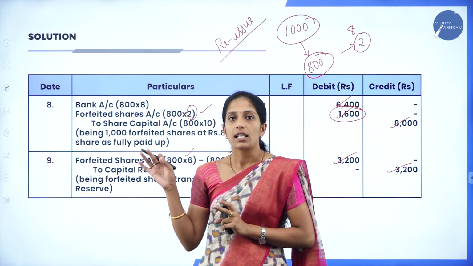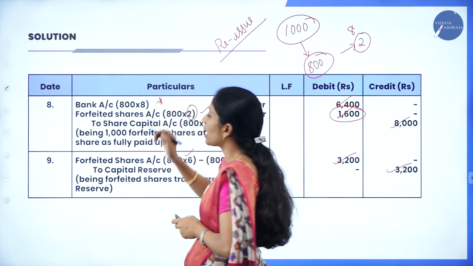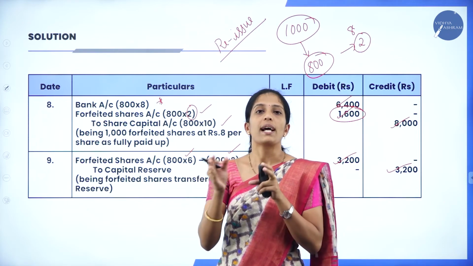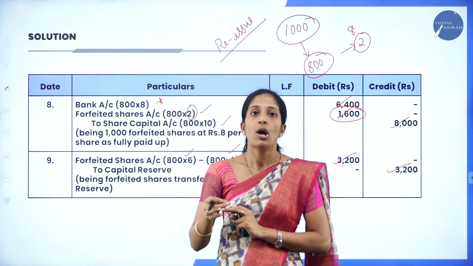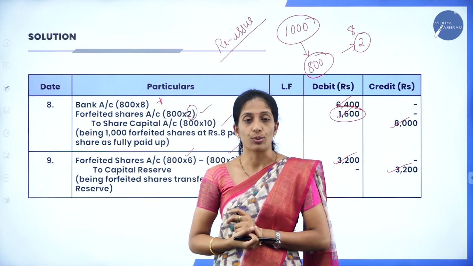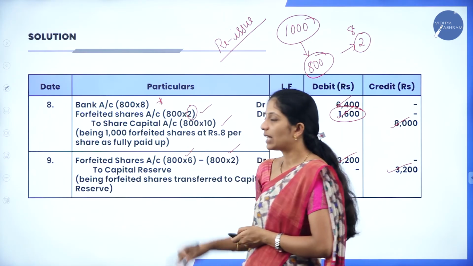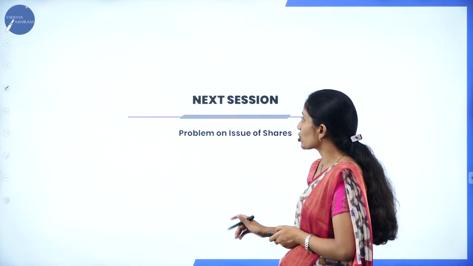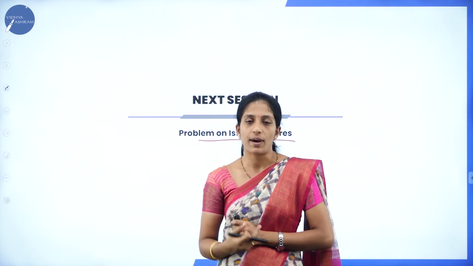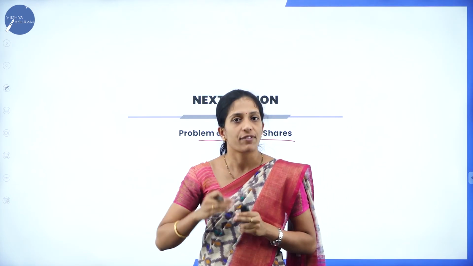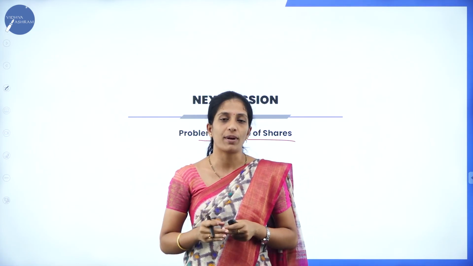Hope you are clear. Here the main difference was with this journal entry, where they are going to reissue only a part of the forfeited shares. Not all the forfeited shares they have reissued. Only a part they have reissued, and that too at a discount. So hope you are clear with the problem. In my next session, we shall discuss a few more problems on issue of shares. That is a 12 marks problem. Only a slight difference will be there in each and every problem. So go through each and every problem properly.